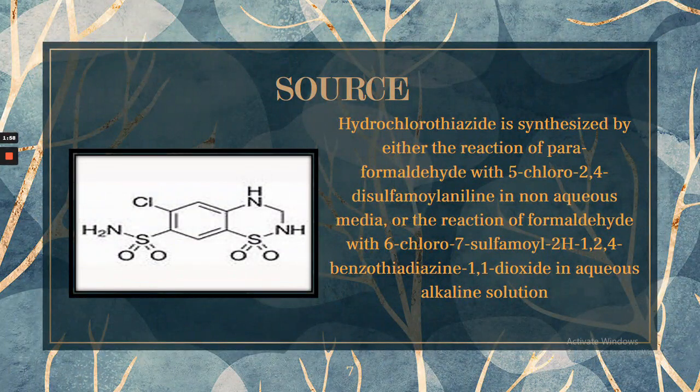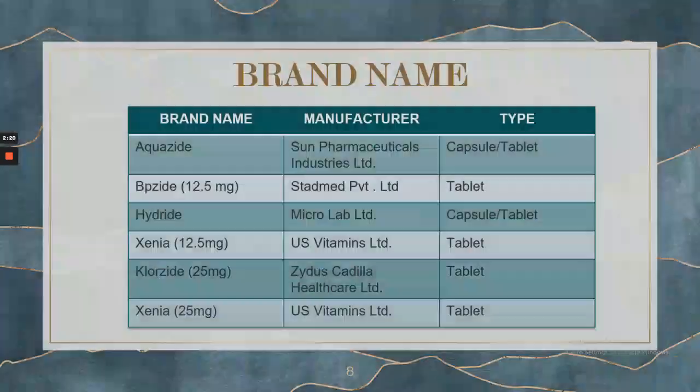Its source: Hydrochlorothiazide is mainly synthesized either by the reaction of paraformaldehyde with 5-chloro-2,4-disulfamyl aniline in non-aqueous media, or by the reaction of formaldehyde with 6-chloro-7-sulfamyl 2H-1,2,4-benzothiadiazine 1,1-dioxide in aqueous alkaline solution.